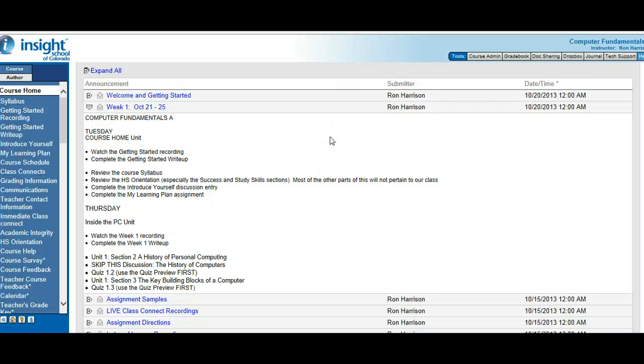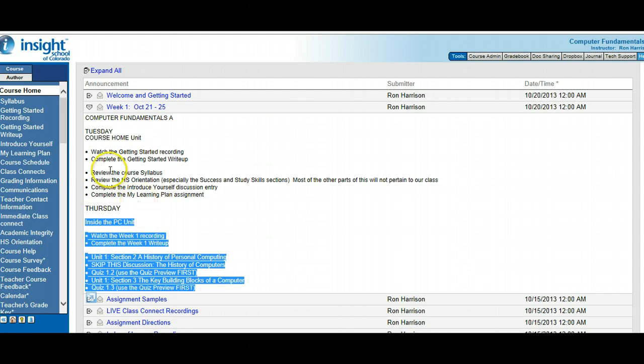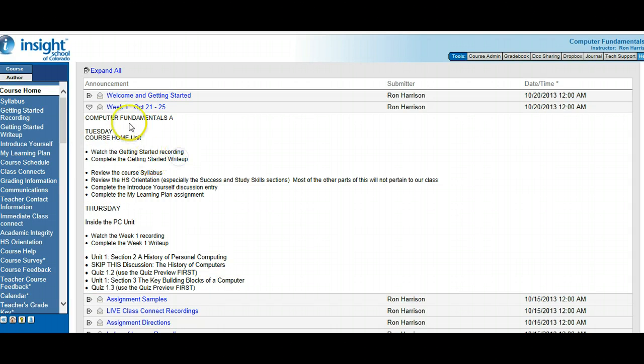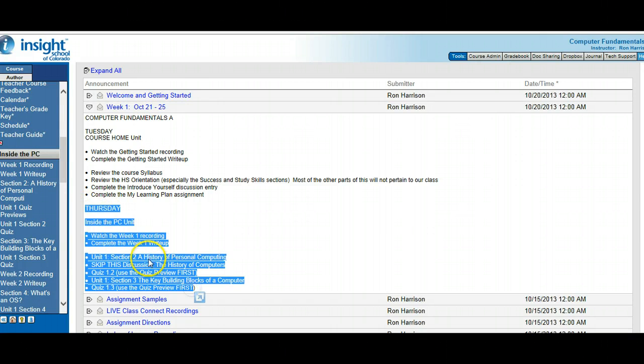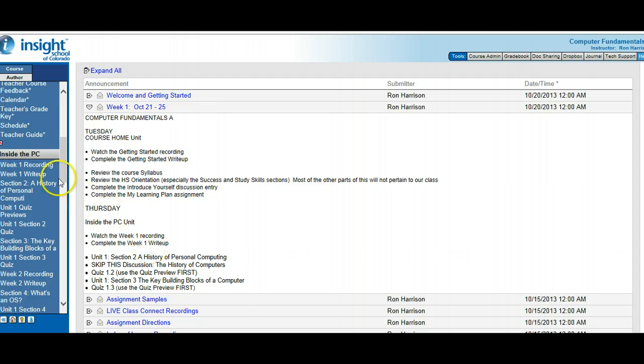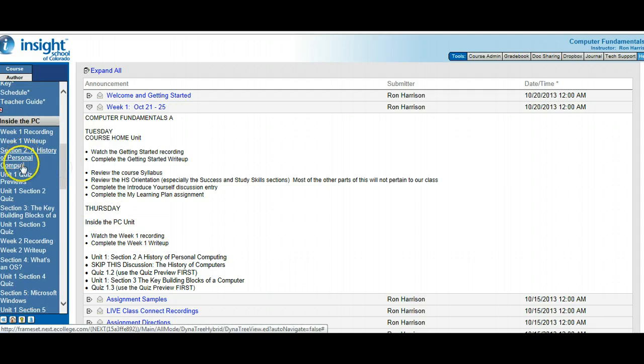Well, welcome to the Week 1 recording for Computer Fundamentals. In the Week 1 recording, right down here, this is different from the Getting Started recording. The Getting Started recording is already over here, but the Week 1 recording is down here in the Inside the PC unit. Now the Inside the PC unit is going to be part of this week, and then it'll be part of next week. So this week for Inside the PC, we're just going to go down here through section 3, and then next week you'll do section 4, etc.